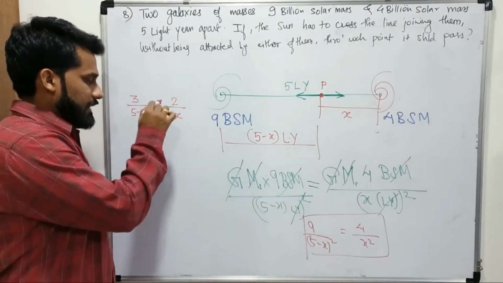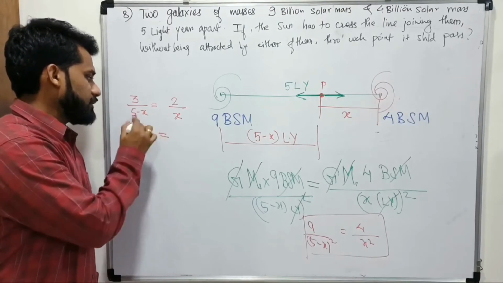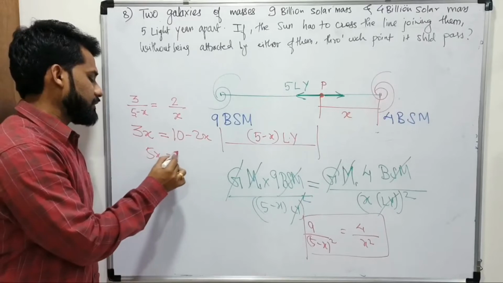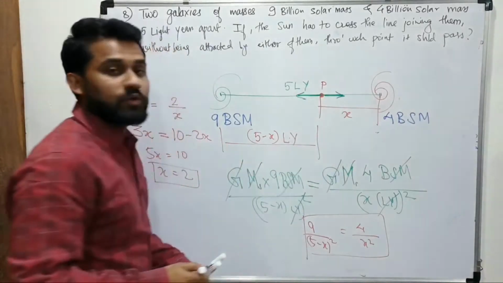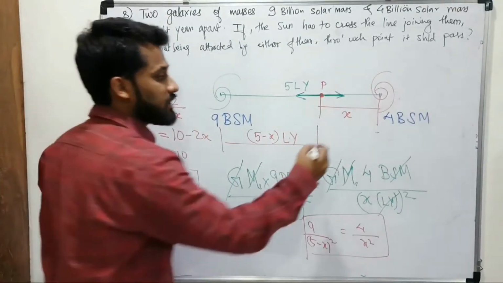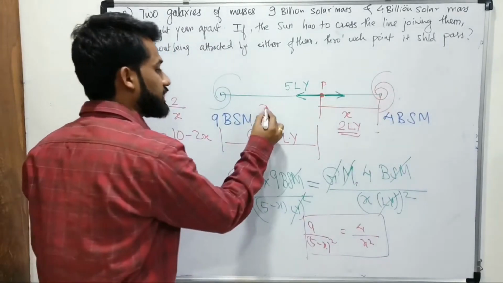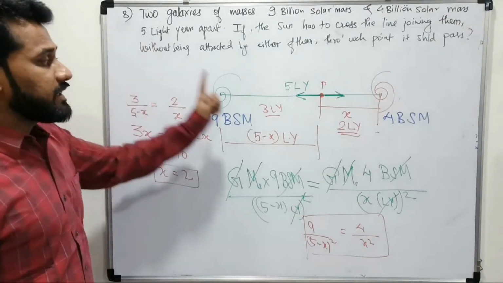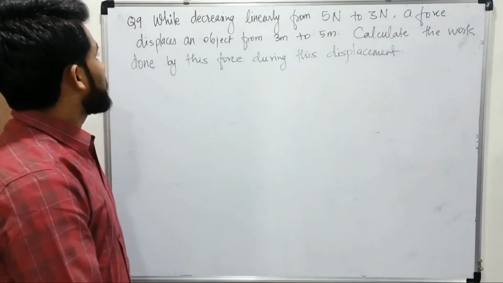So I'll take only the positive one, and if I cross multiply it, it becomes 3x equals 10 minus 2x. So 5x equals 10, x equals 2. So the point through which the sun should pass is 2 light years from the smaller galaxy, or 3 light years from the larger one. So the answer for question number 8 is 3 light years from the larger galaxy, 2 light years from the smaller one. Question number 9.